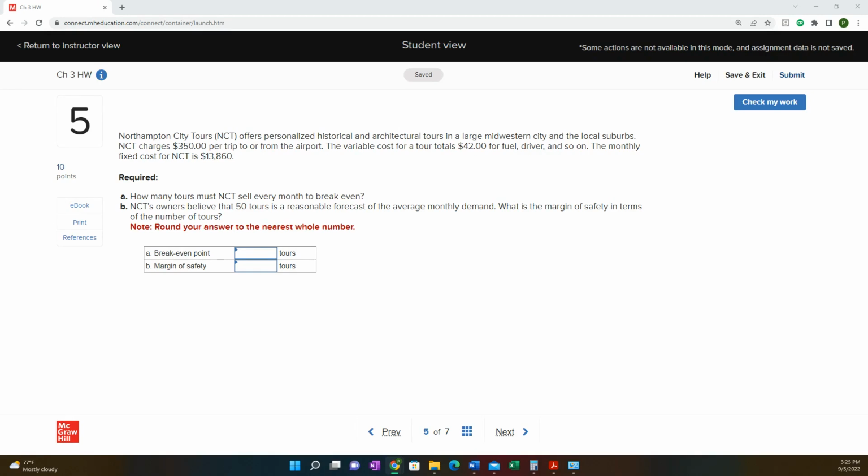So for question number 5, it says that this tour company offers historical and architectural tours. They charge $350 per trip. The variable cost for the tour is $42. You have to pay for the fuel and the driver. And the fixed cost for the company every month is $13,860. So part A is how many tours must NCT sell every month to break even?